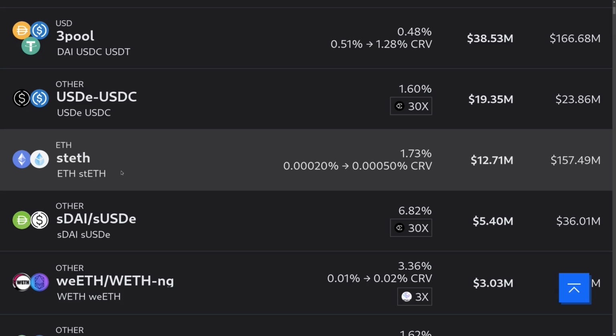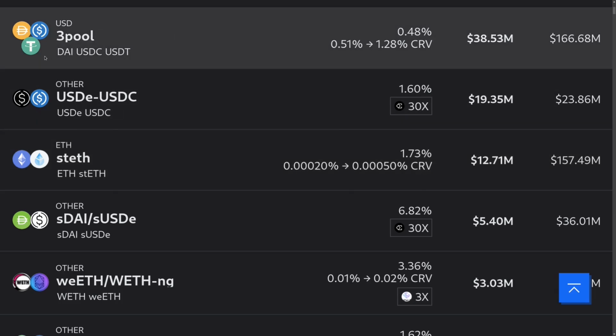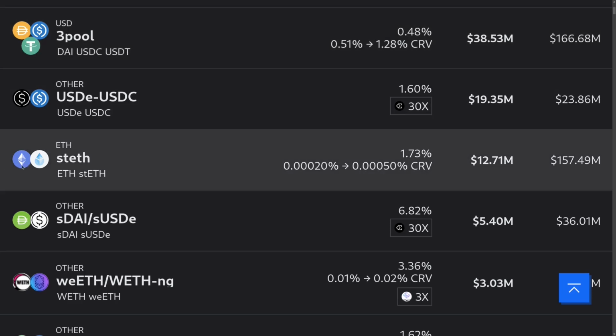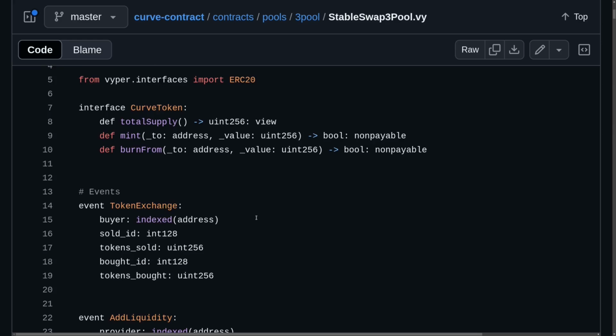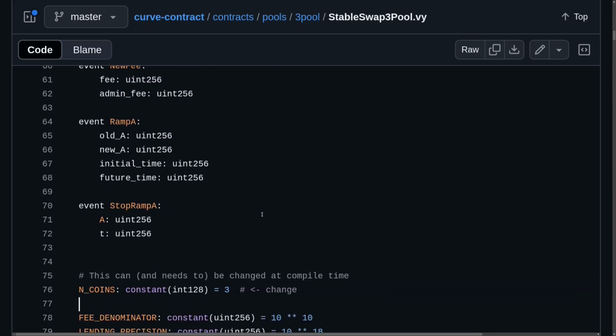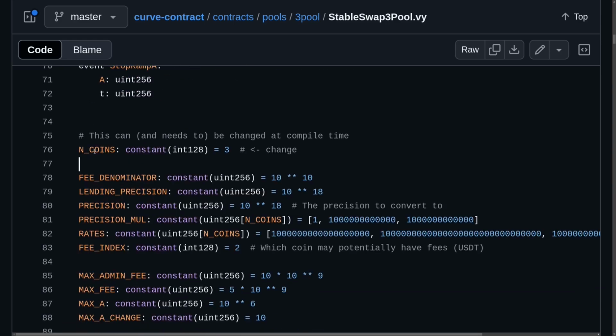Now notice the difference that over here we have 3 tokens. So 3 tokens will be inside a single contract, and over here we have ETH and STETH. 2 tokens will be inside a single pool contract. Let's take a look at the contract for 3 pool, which is called StableSwap 3 pool under Curve Contracts Pools 3 pool. The first thing that I want to mention here is a constant called n-coins.